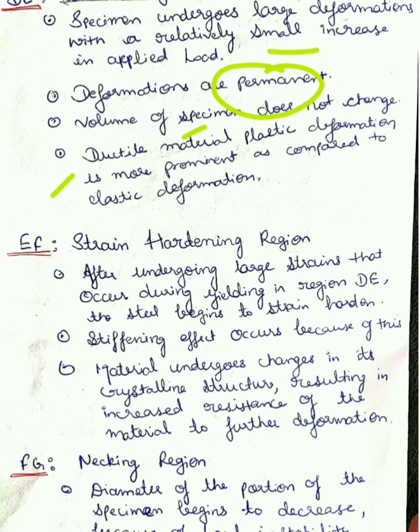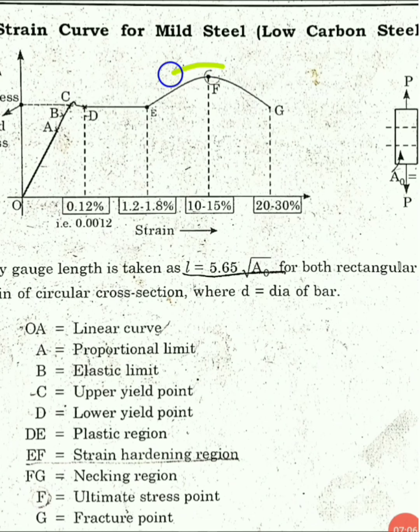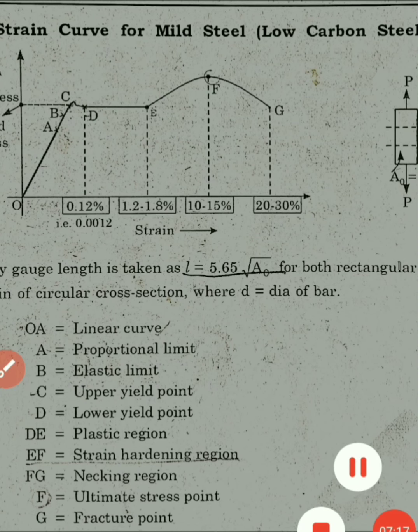In a ductile material, plastic deformation is more prominent as compared to elastic deformation. So the line simply says that plastic deformation is more considered as compared to elastic deformation. Now come to the EF region. As we have seen in the region DE, there was a large deformation, so it was your plastic deformation.